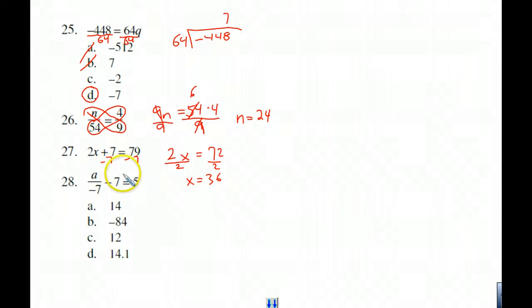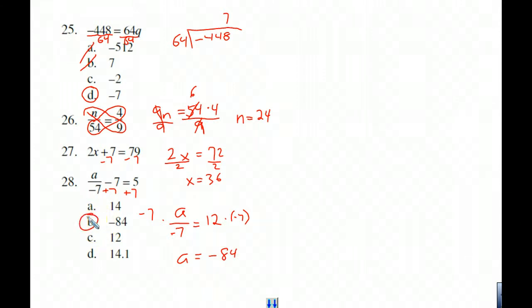Number 28. I'm going to start by adding 7 to both sides since it's minus 7, and then I'm going to multiply both sides by negative 7 since it's a divided by negative 7 here. So first add 7 and then multiply by negative 7. So if I add 7 to both sides, I'll have some number divided by negative 7 is equal to 12. What number divided by negative 7 equals 12? Let's multiply both sides by negative 7. We'll have a equals negative 84, which is B.